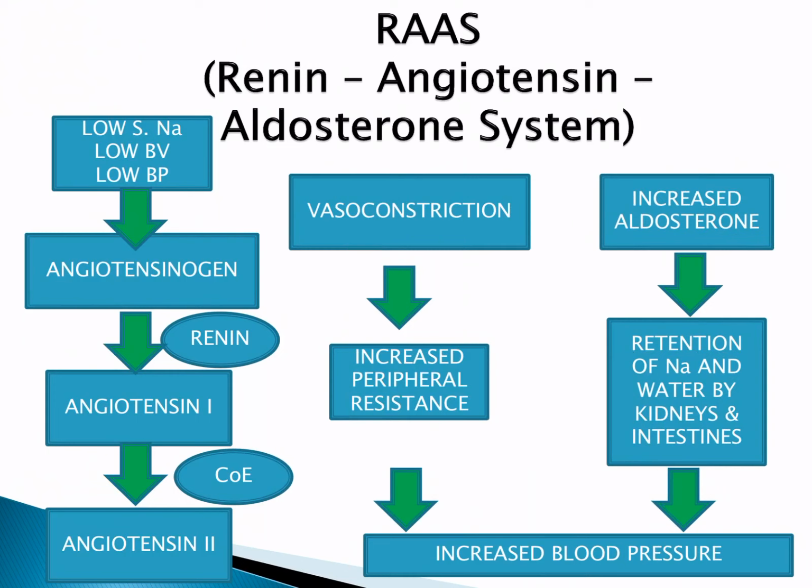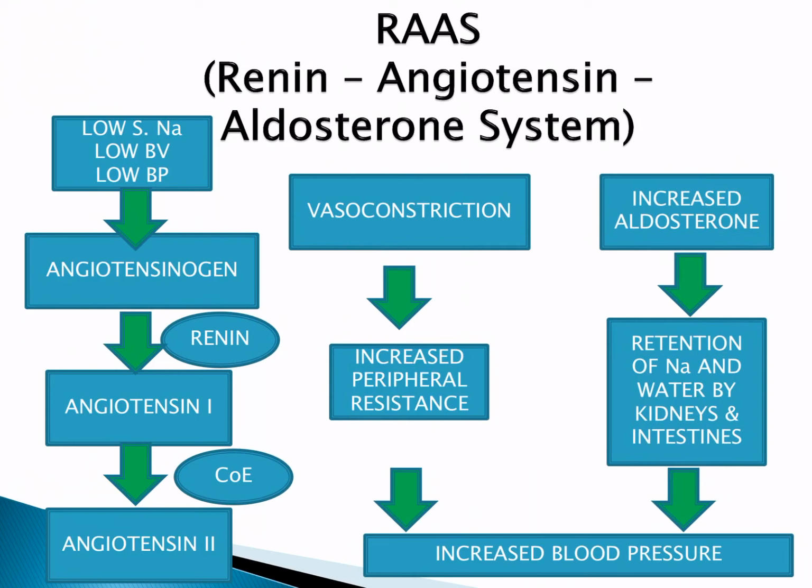Angiotensinogen will be converted into angiotensin 1 by the help of your renin. Then your angiotensin 1 will be converted into angiotensin 2 by the help of your enzyme, ACE. So your angiotensin 2 will be formed. Your angiotensin 2 is a potent vasoconstrictor, meaning this chemical constricts the blood vessels.